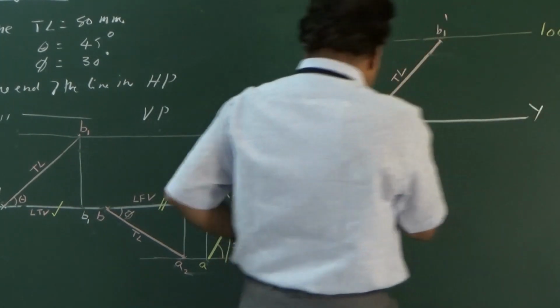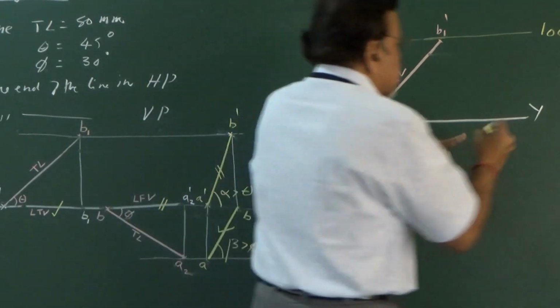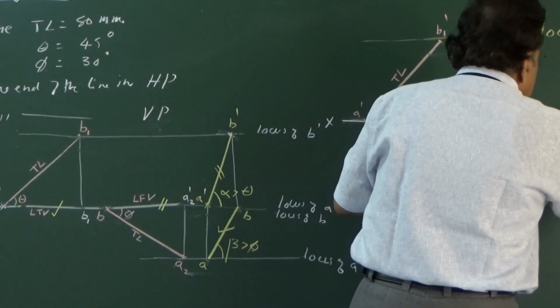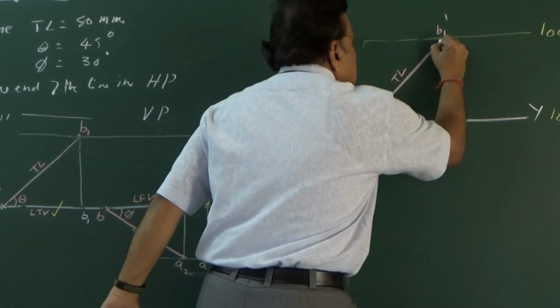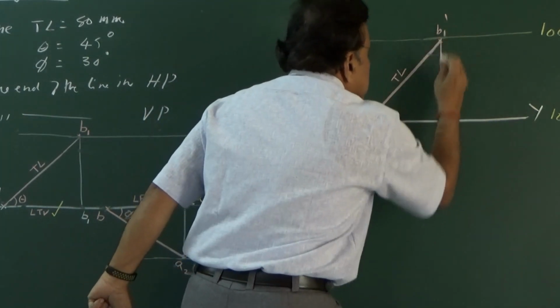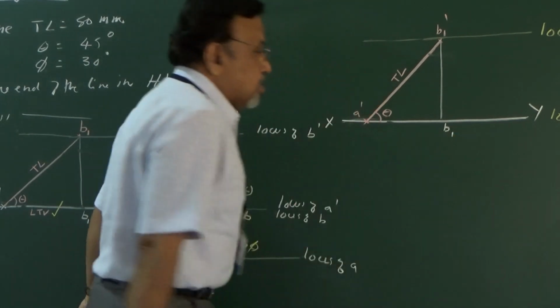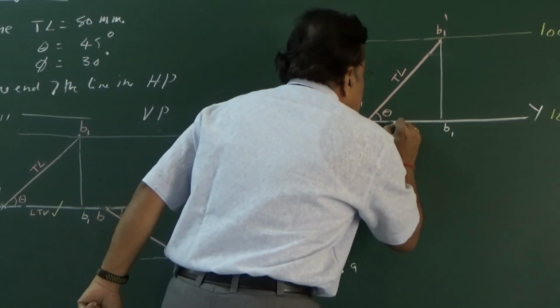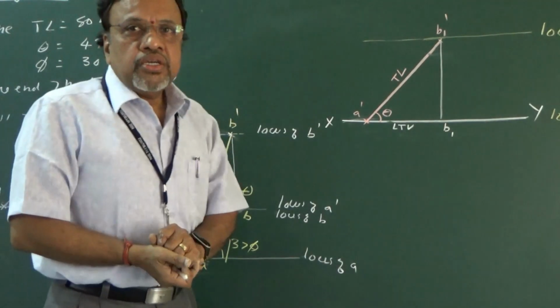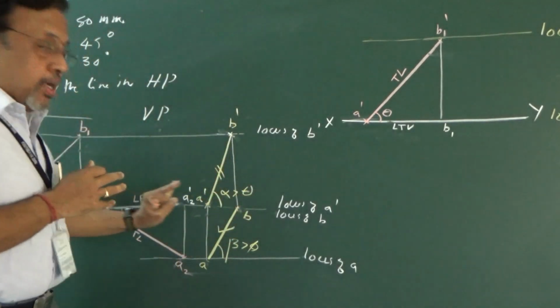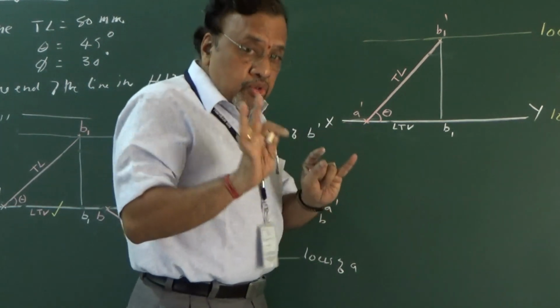Locus of B dash. Anyway, A dash I have taken here, so this should be the locus of A dash. Then if I draw the projector like this, this is B1 dash, this will be B1. Same thing what I have done in stage 1. Stage 2, I have done separately; now let me do it here itself. Now we should be careful.